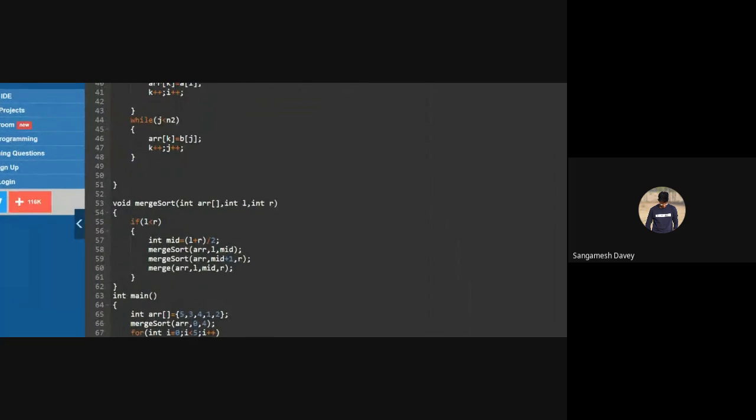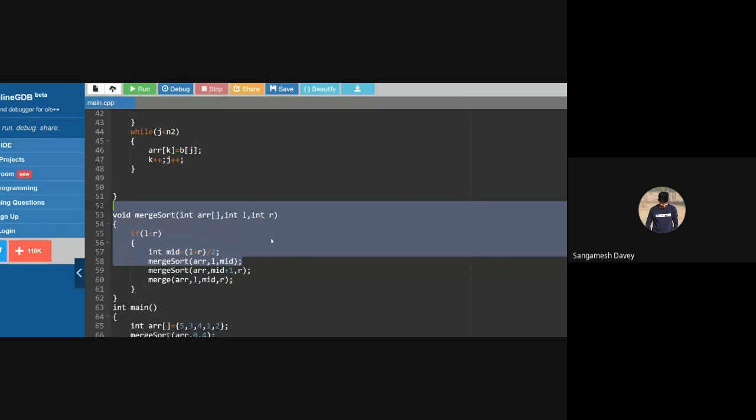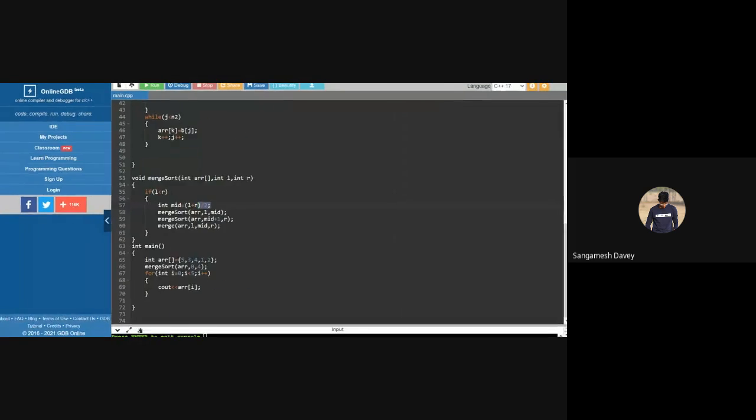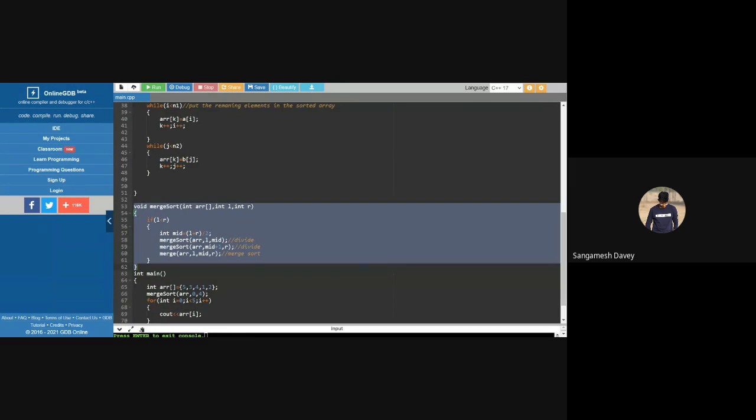So this is the merge sort function. What am I doing first? I'm finding out the middle part. Then I'm calling the merge sort function again for the first half, merge sort again for the second half. Then I'm merging the two halves. Okay, break. This is divide, divide again, and here is where I'll be merge sorting it. So this function is pretty intuitive to understand given the example that we have covered right now.